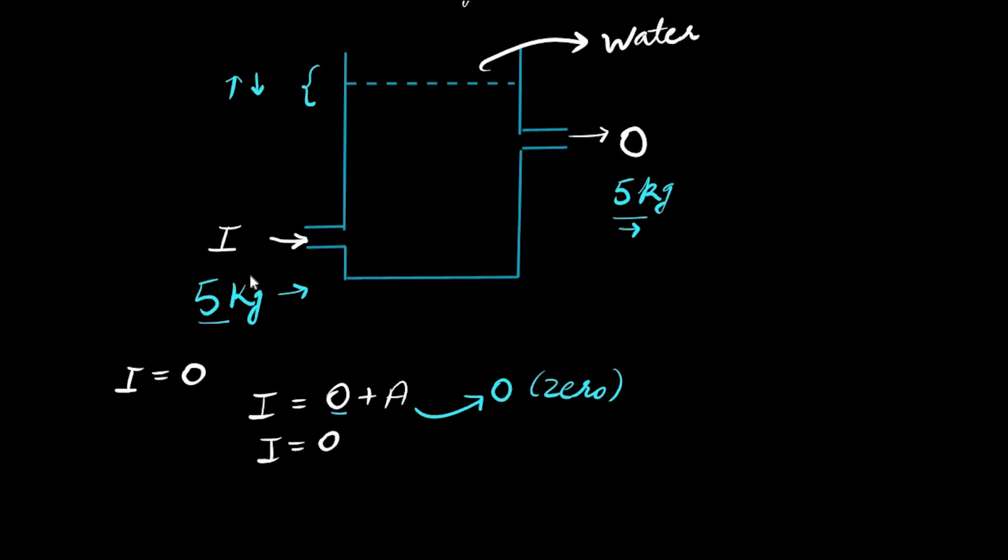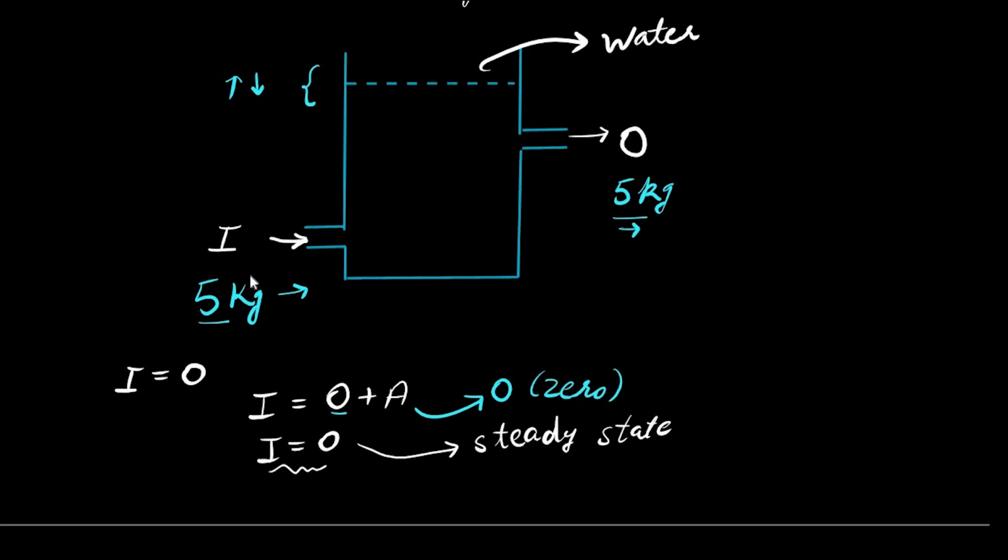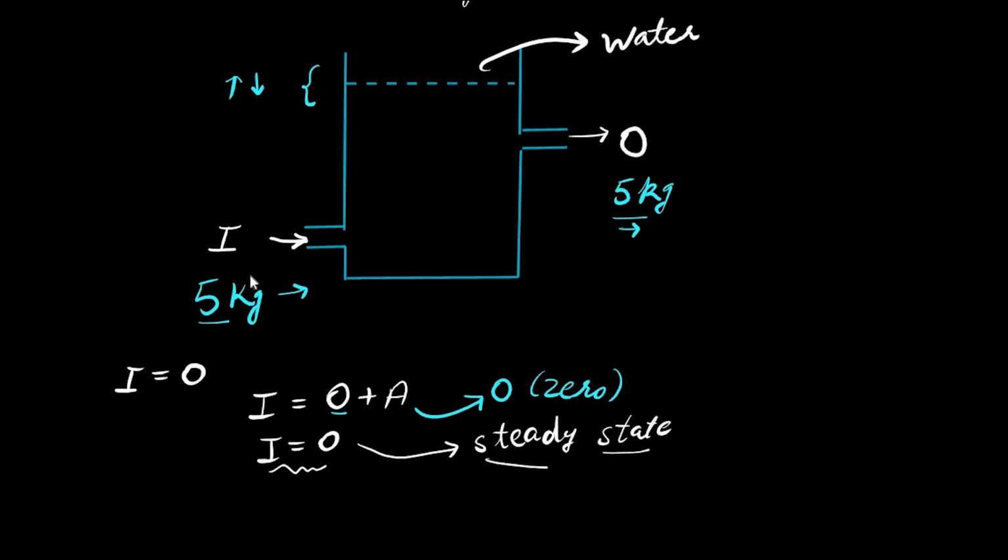Also, this specific situation is known as steady state. Why do we call this specifically a steady state? Because, as I already mentioned, the level of water in this vessel is at a steady state. It doesn't move up or down. The level is constant. It is steady. That is why we call this a steady state.